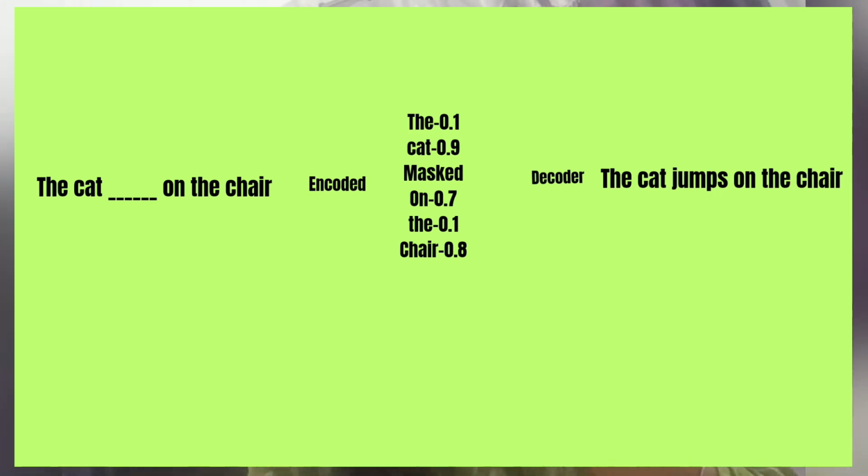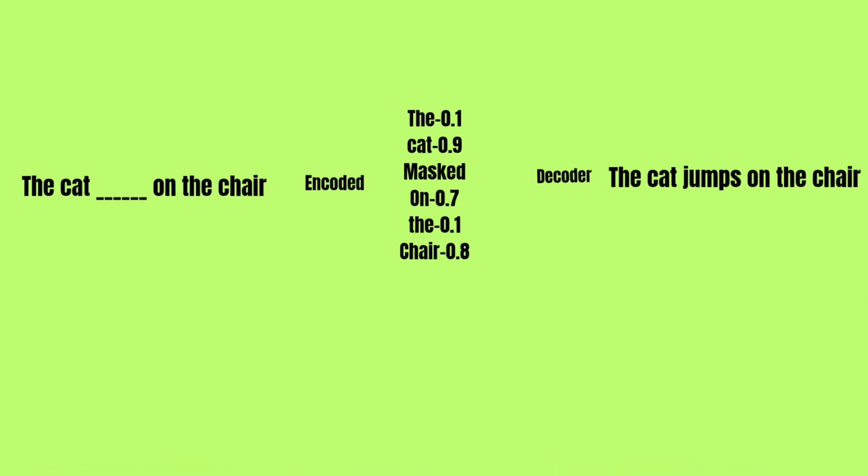the cat can only jump on the chair, so the word is jump. Okay, in this way the decoder will decode the sentence.